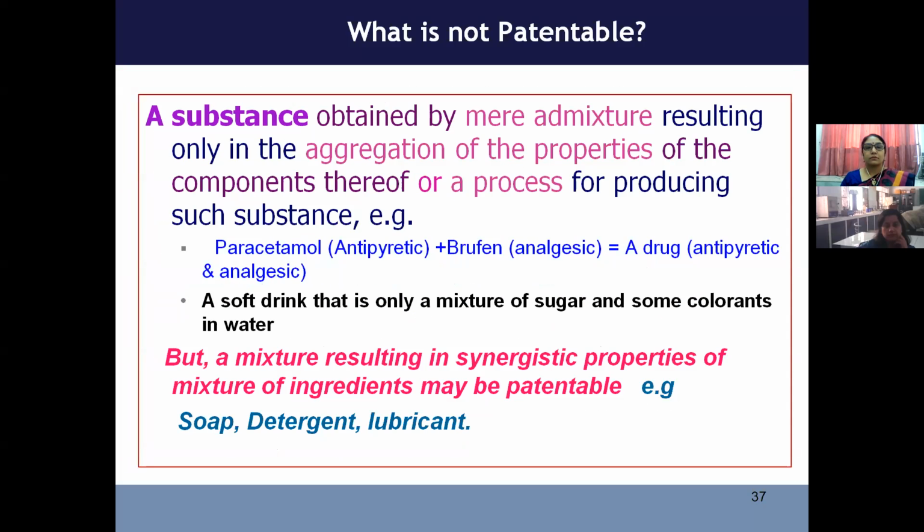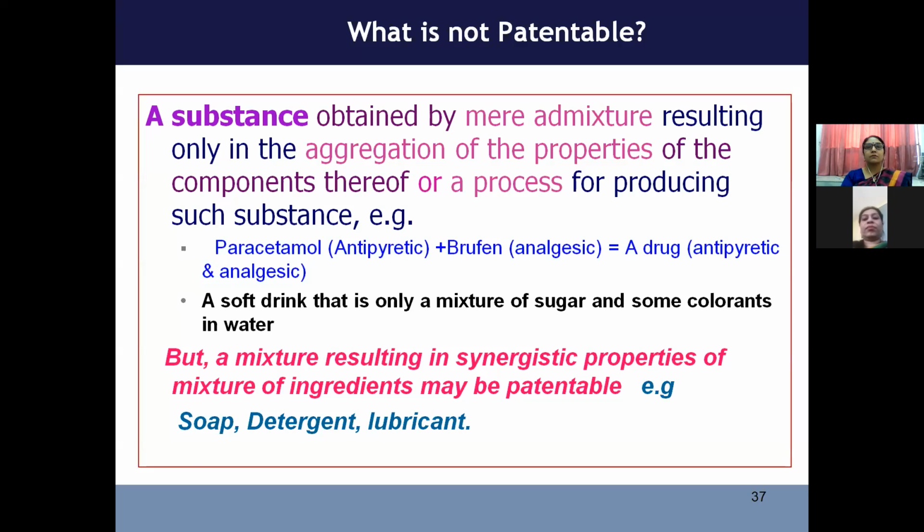Then a substance obtained by mere admixture resulting only in the aggregation of properties of the components thereof, or a process for producing such substance, are not patentable. Look at the example here. Paracetamol is there, which is an antipyretic, and brufen is there, analgesic. Suppose if we are taking both, we have to take them individually. 2 tablets have to take. On one fine day, I got a thought that, how come if I can club these 2 things into 1 tablet? So 100 mg of paracetamol, 100 mg of brufen, made together 200 mg of some new drug.